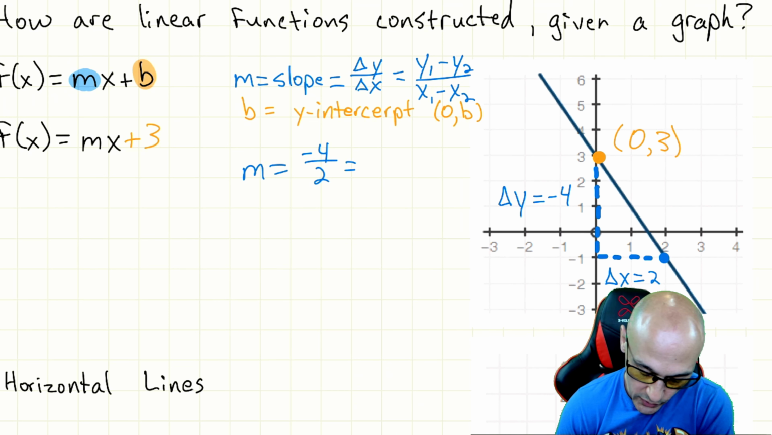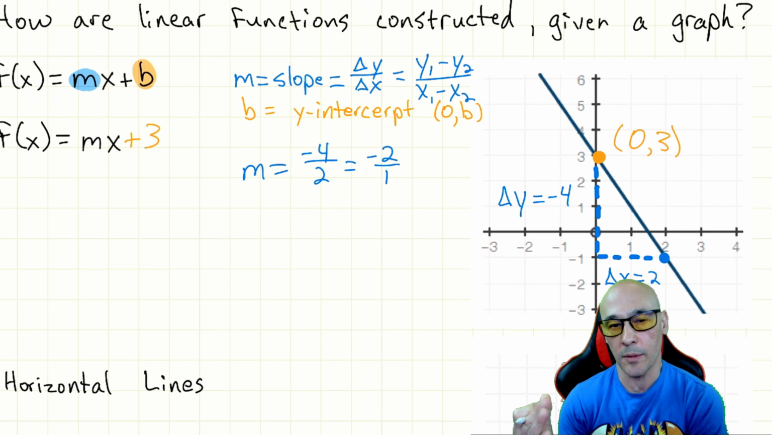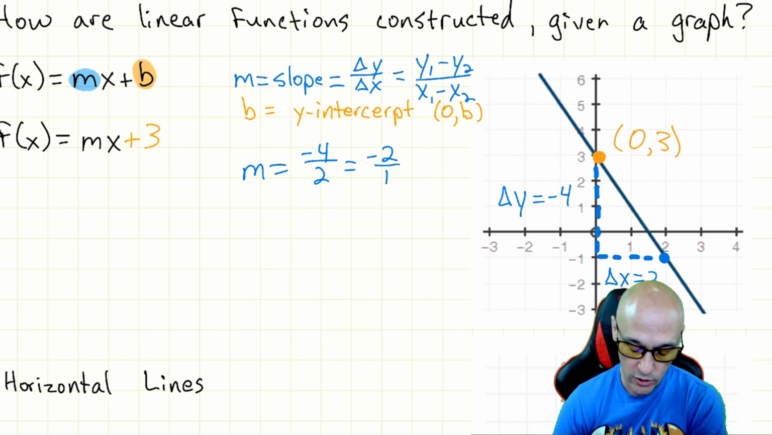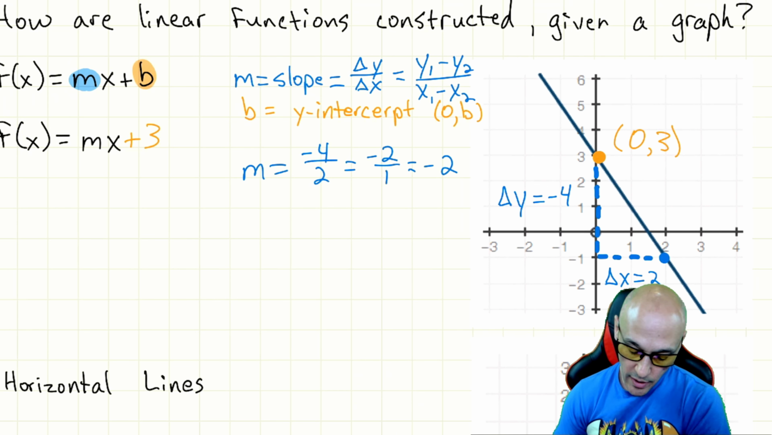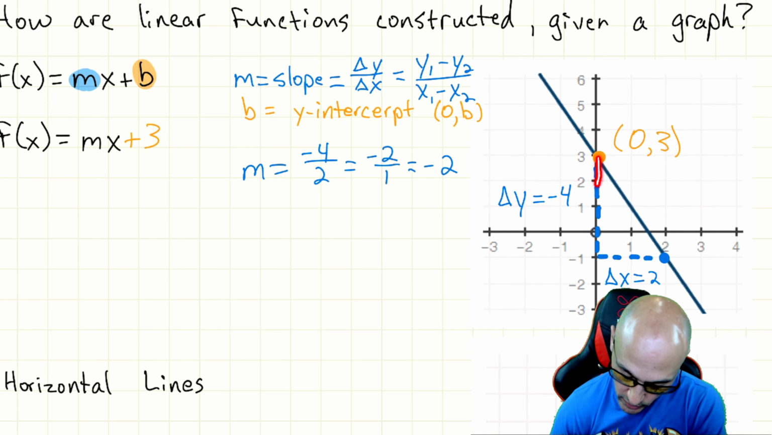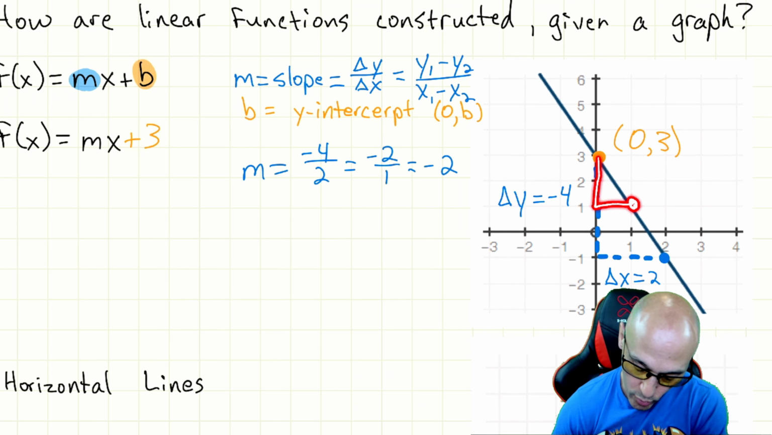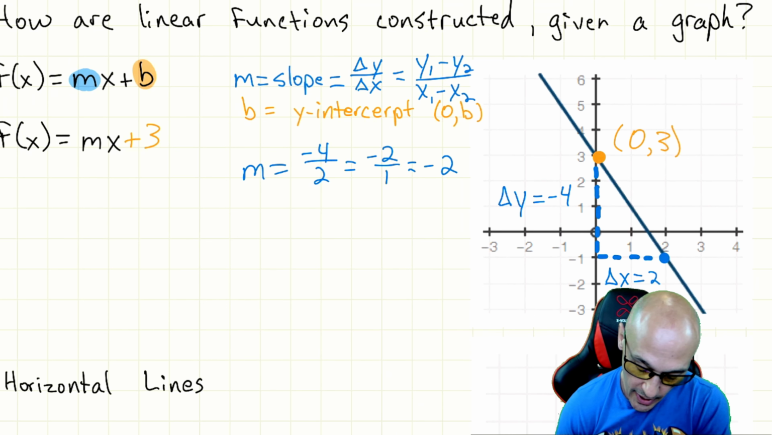And that equals negative 2 over 1 if we write the fraction in simplest form, or lowest terms, which equals negative 2. So what that says, in this form, is that when we go down 2, we go to the right 1. We go down 2, we go to the right 1, and there's another point. Down 2 and to the right 1, and there's another point. And that pattern continues.